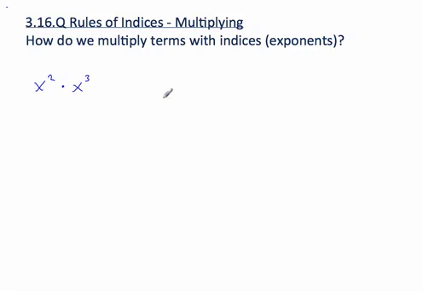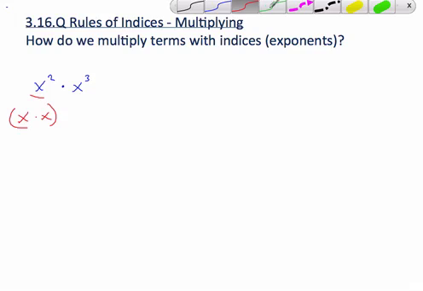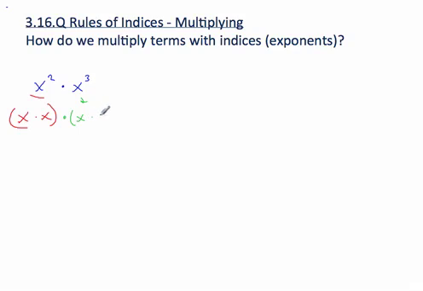Well, with multiplying and with most rules of indices, you can write out what the exponents mean, which is repeated multiplication, and then figure out what the rule is. So if we have x squared, that's going to be x times x. And if we have x cubed, that's simply x times x times x.